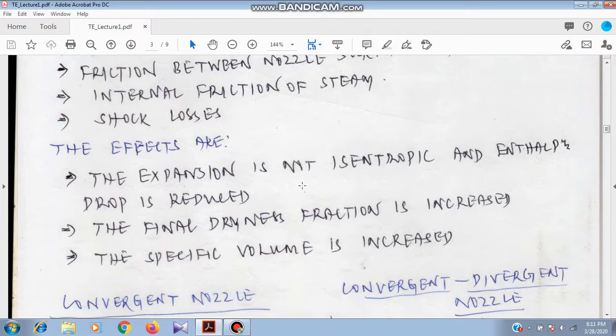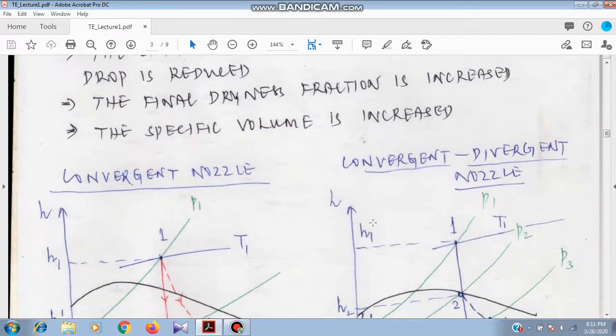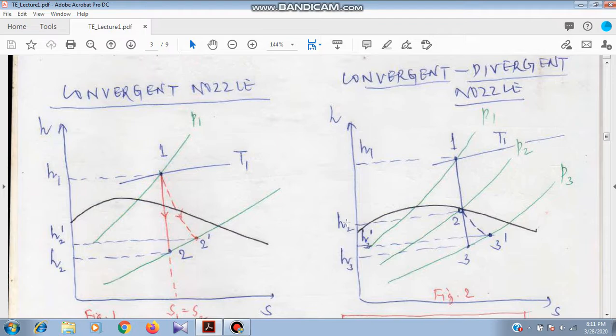And by that the final enthalpy is more, meaning by the effect of friction the steam is reheated. The heat generated by the effect of friction is transferred to the steam, so that some part of the water will be converted to vapor, so that the dryness fraction increases, the final dryness fraction is increased. So as it contains more vapor, the specific volume is also increased. So we shall see with the help of a Mollier chart.